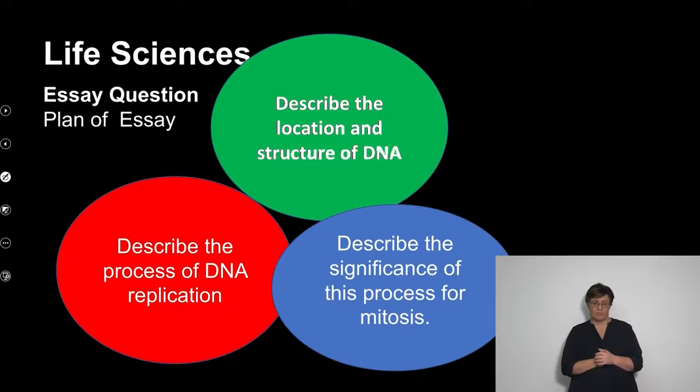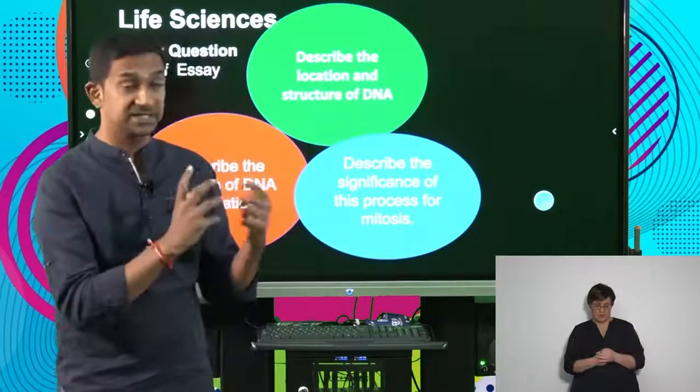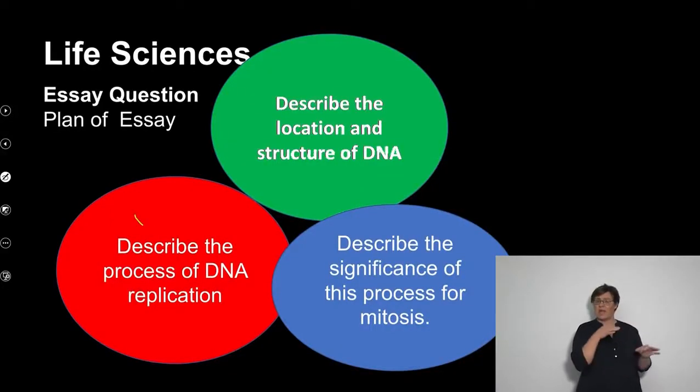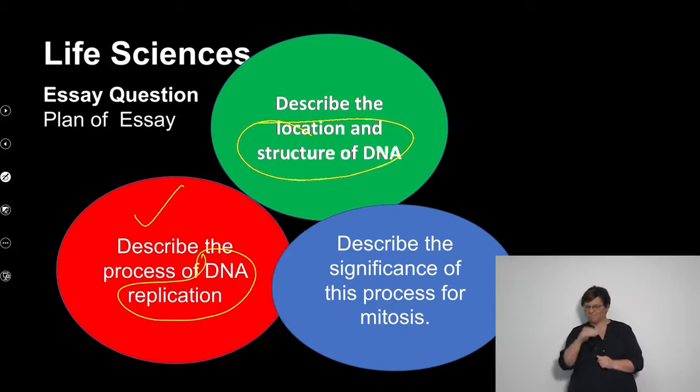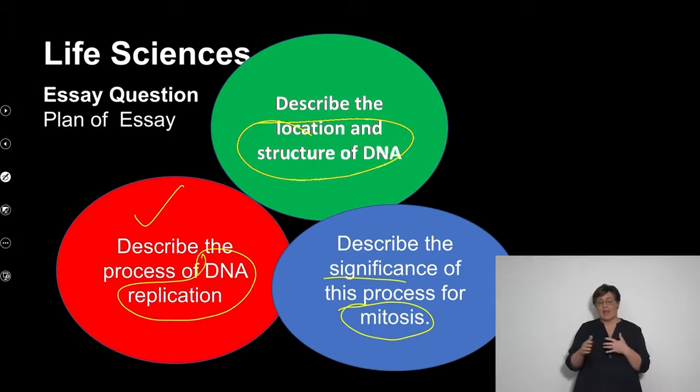So, as I've illustrated on the next slide, I've had to take the question and unpack that into the 3 different components. In this case, the first part of the essay described the process of DNA replication. The other part needs us to describe the location and structure of DNA. So we're going to spend some time allocated to the location and structure of DNA in our essay. And finally, describe the significance of the process of mitosis.